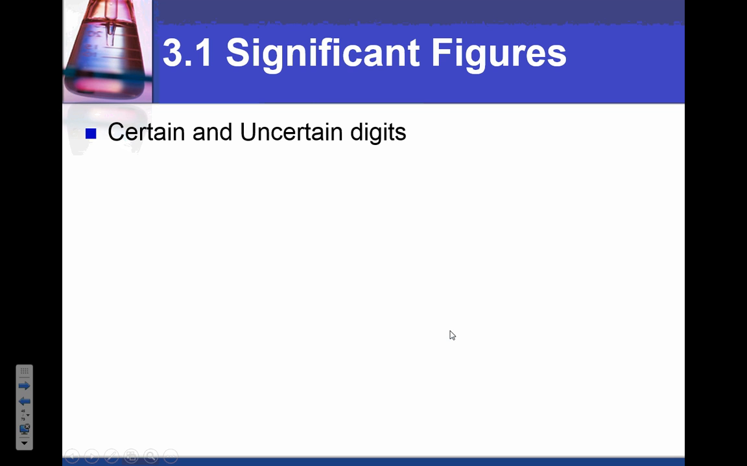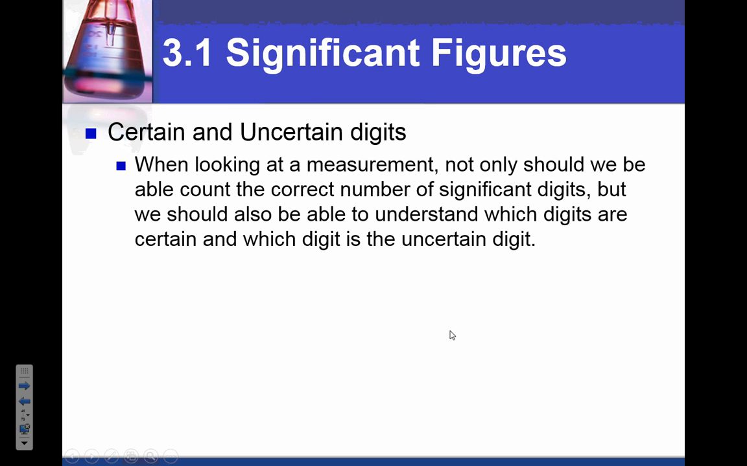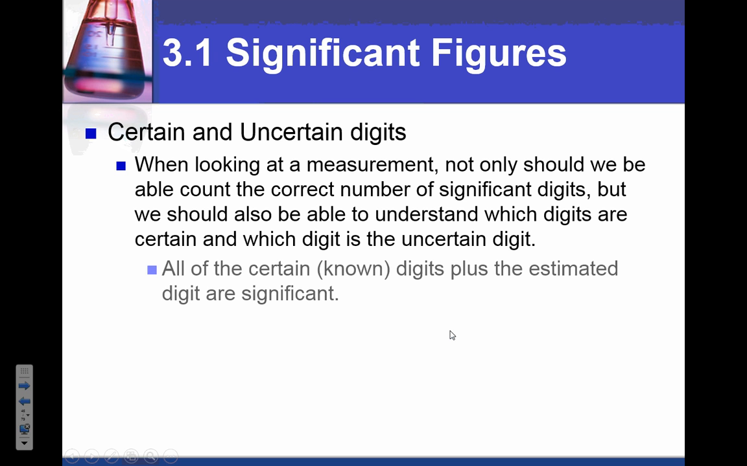Now, certain and uncertain digits. We talked about this yesterday, but I want to make sure, because in order to do what we're going to do next, which is math with this, it becomes very important that you're able to not just count significant digits, but understand where the certain and uncertain digits are. When you're looking at a measurement, not only should we be able to count the correct number of sig figs, but it's also vital to some of the stuff we do mathematically to understand which digits were certain and which digit, not digits, but which digit was the uncertain digit. Remember, there's only one estimated or uncertain digit. All of the certain digits, those are the known ones that everybody would agree what they are, plus that estimated digit are actually significant.